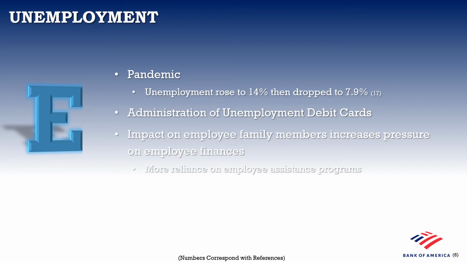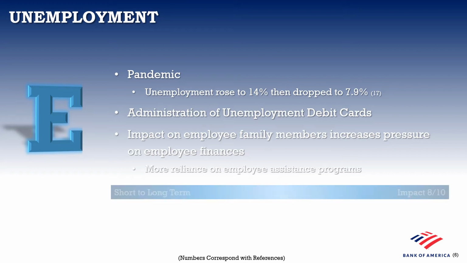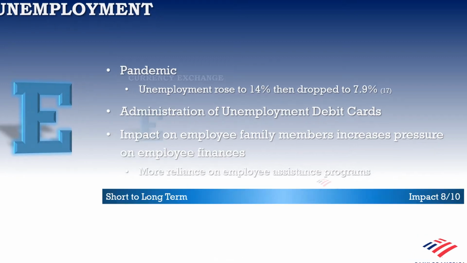Unemployment can also have an impact on both employee family members because of the increased pressure on employee finances. So if an employee isn't directly impacted, but they have a family member who is unemployed due to the pandemic right now, it could force them to rely more heavily on the employee assistance programs that are offered by Bank of America. So for that, this is looked at as short to long term, depending on how long these effects are in place, and an impact of 8 out of 10 because it's definitely a very high impact scenario that is something that constantly has to be watched and planned for.